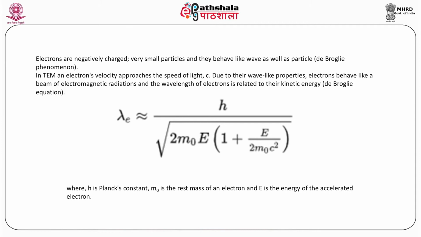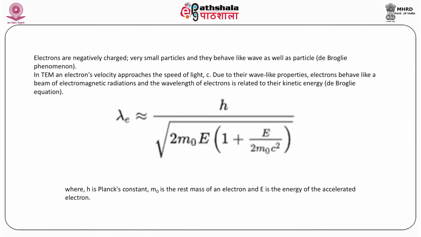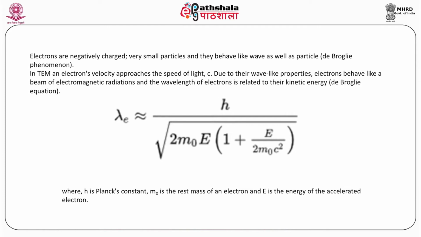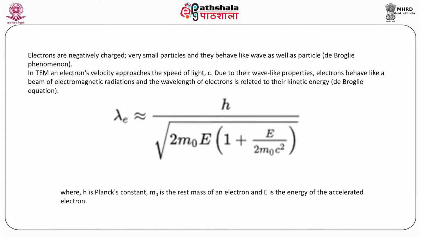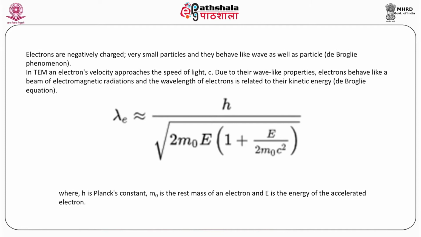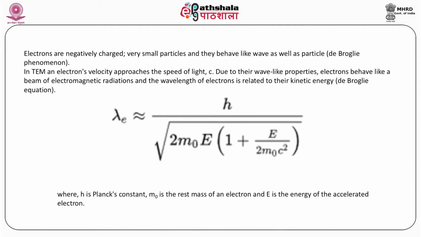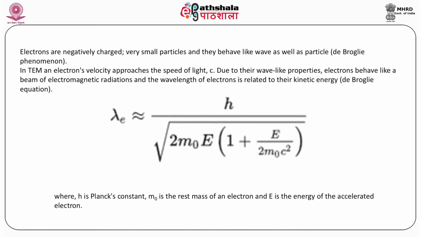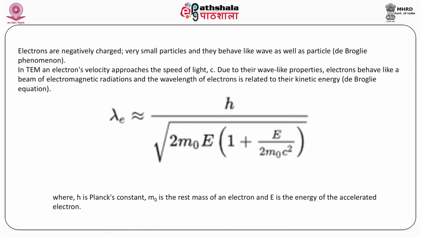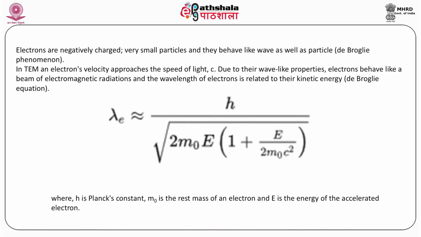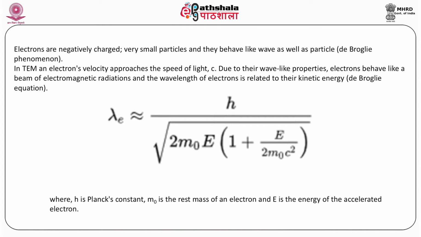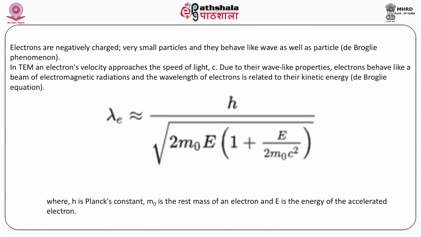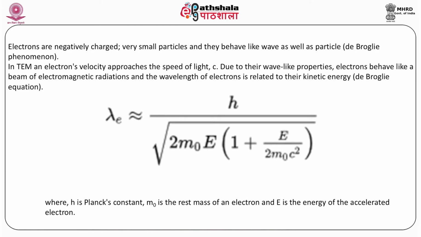Now in the de Broglie phenomenon, which we studied in quantum biophysics in paper 2, as the speed of the electron increases, the electron behaves like electromagnetic radiation, and the wavelength of the electron is related to its kinetic energy. Here h is the Planck constant, m is the rest mass of the electron, and E is the energy of the accelerated electron.